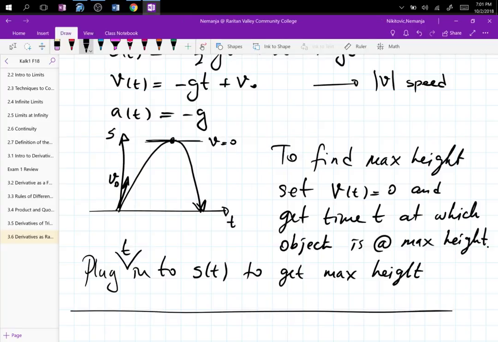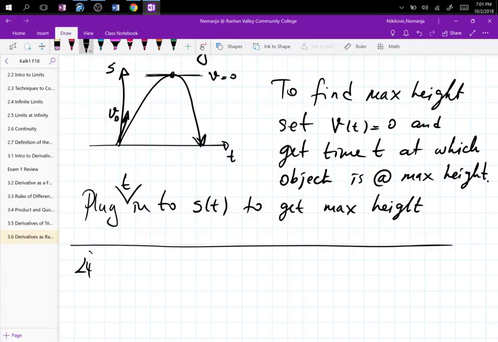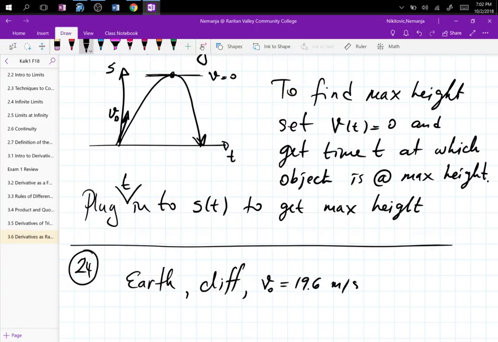It's really nice. Problem 24 in the new textbook says, suppose a stone is thrown vertically upward from the edge of a cliff on Earth with initial velocity 19.6 meters per second. Earth, cliff, initial velocity of 19.6 meters per second from a height of 24.5 meters, so h0, 24.5 meters above the ground.